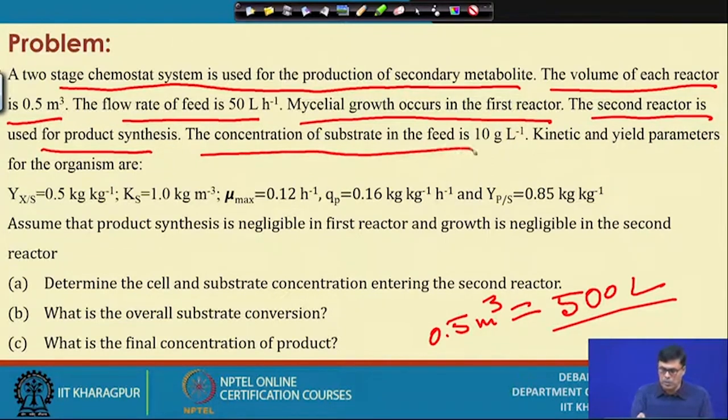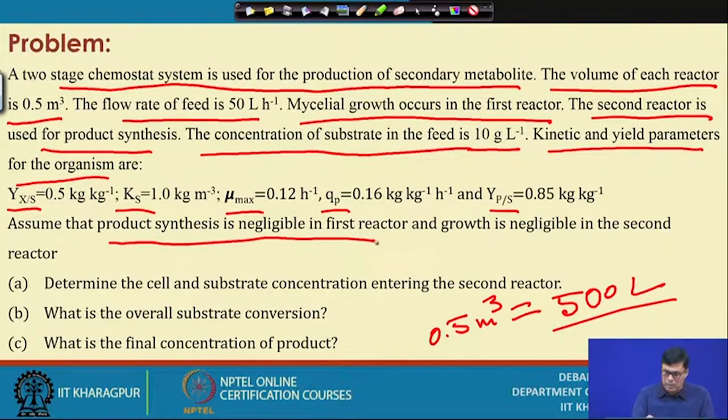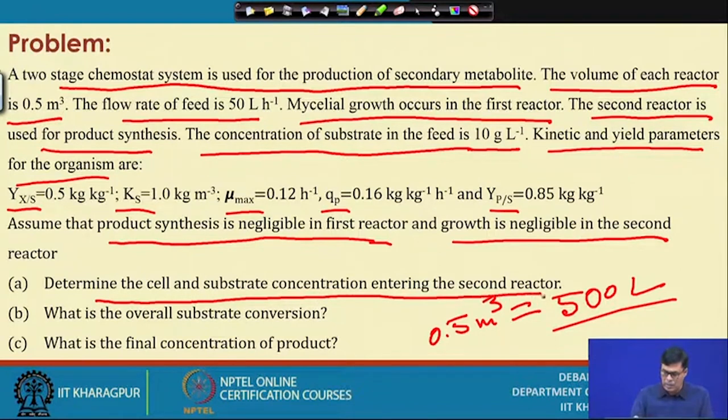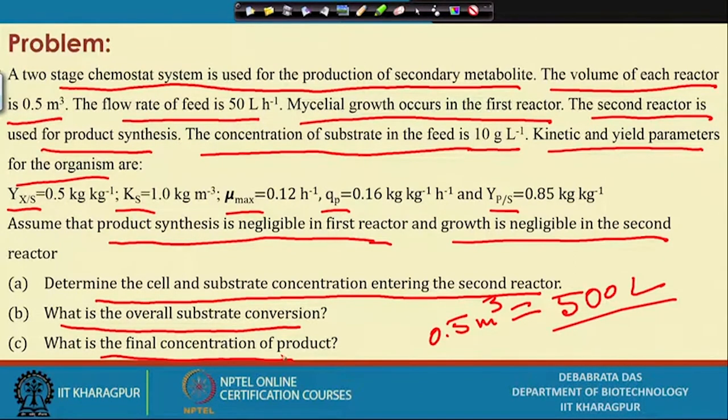The concentration of the substrate in the feed is 10 grams per liter. The kinetic and yield parameters of the organism, Y x by s, Ks, mu max, q p, and Y p by s, are given here. Assume the product synthesis is negligible in the first reactor and growth is negligible in the second reactor. Determine the cell and substrate concentration entering the second reactor. What is the overall substrate conversion? What is the final concentration of product? So what is the problem? Let me explain the problem so that you know.